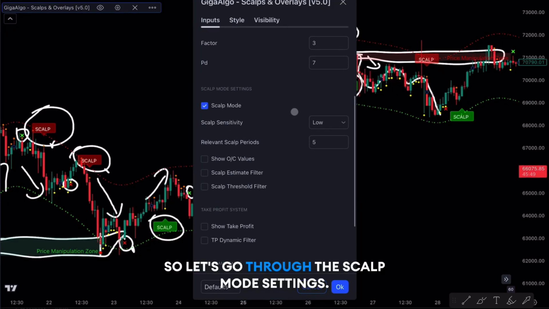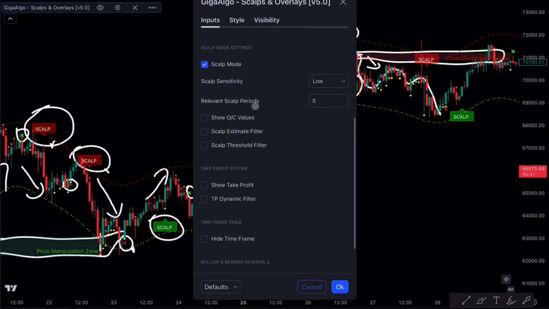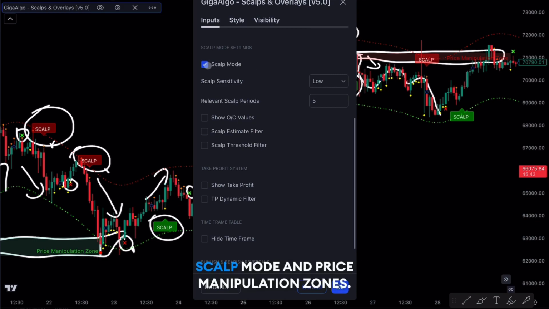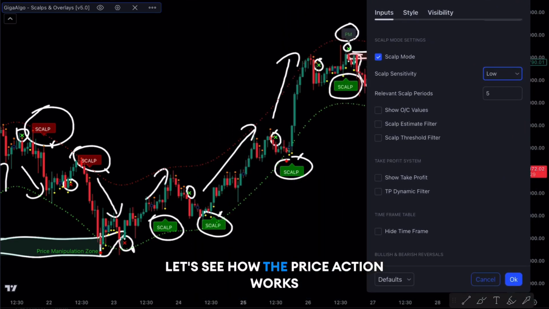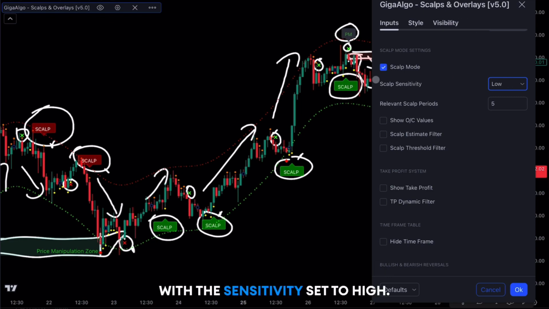So let's go through the scalp mode settings. In the previous video, we talked about scalp mode and price manipulation zones. Now we have the scalp settings. By default, the sensitivity is set to low. Let's see how the price section works with the sensitivity set to high.